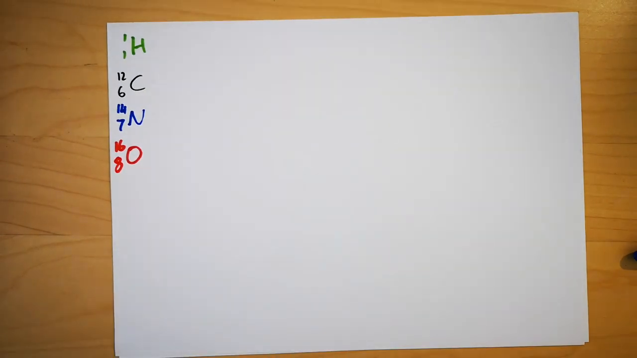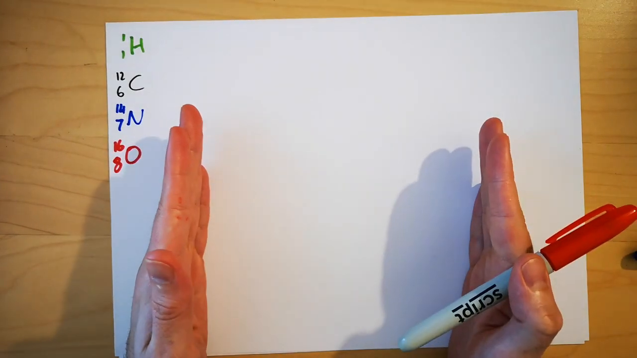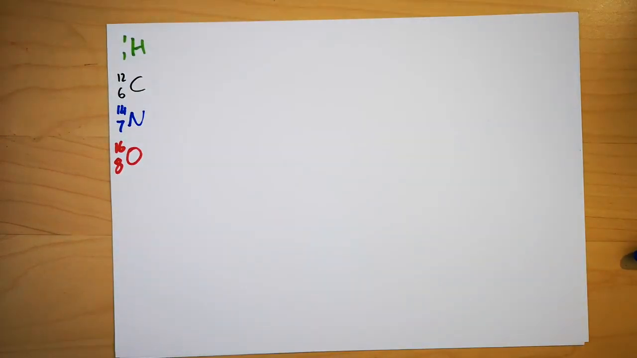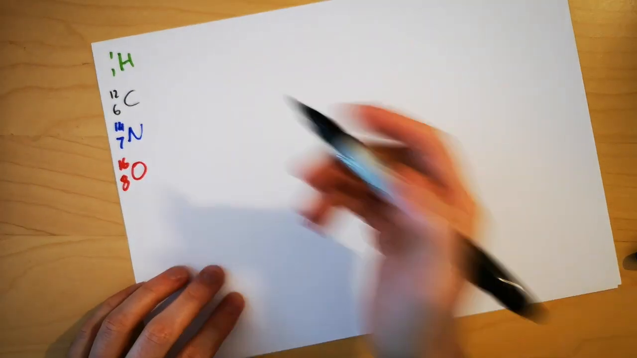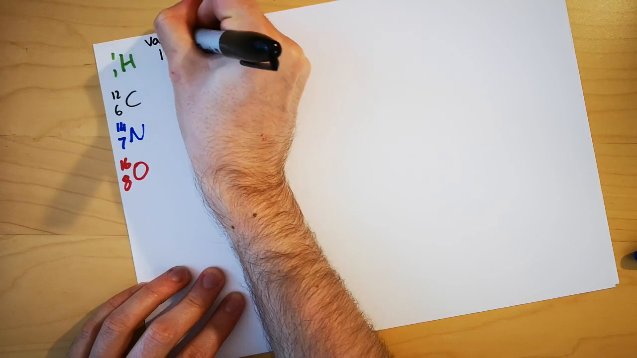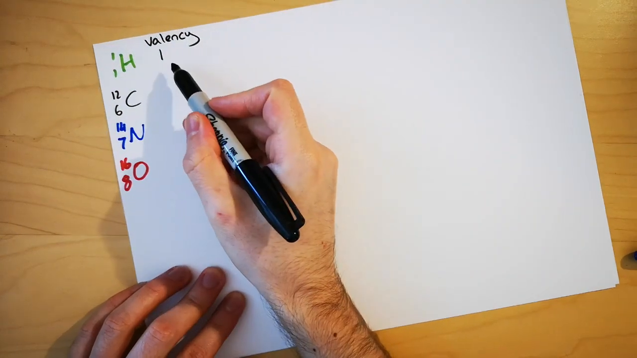Now, what we're going to do is build a very basic amino acid, and we're going to talk about the structure that's in common with all amino acids, which is really the backbone structure that will link our amino acids together eventually. Now, what we need to cover a little bit is the valency of each of our elements. So hydrogen can make one bond. So the valency of hydrogen is just 1.